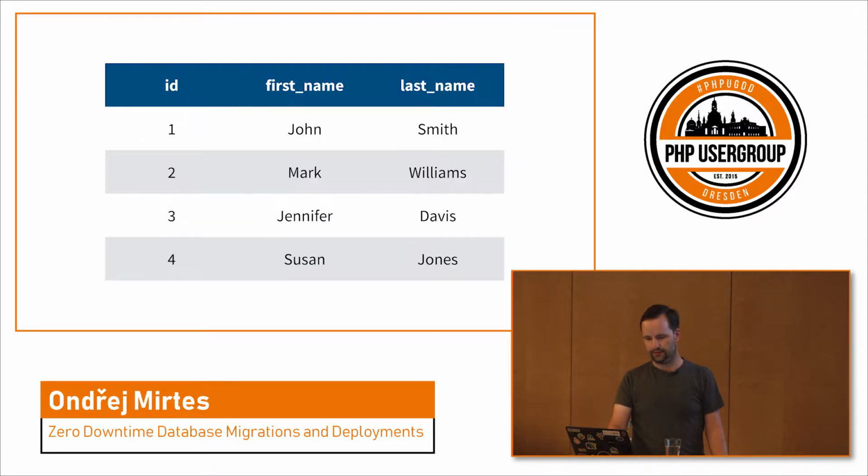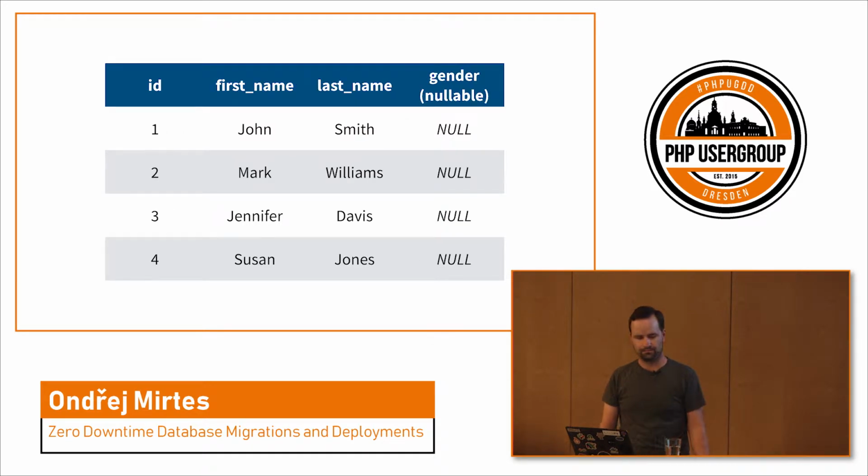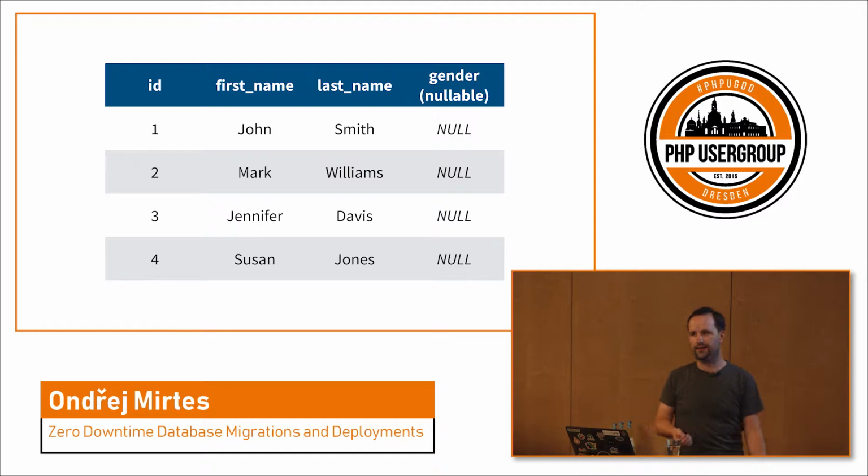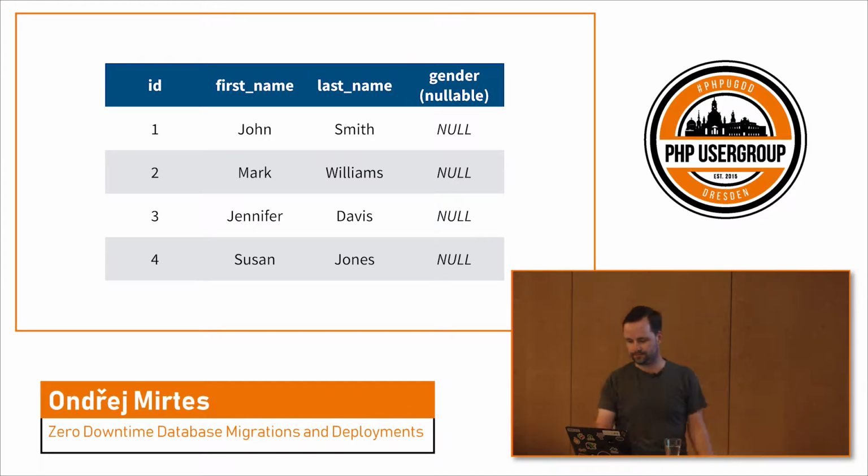Okay, so this is how our table looks in the beginning, and let's say that we want to add information about the user's gender. So this is how the table looks after the first step. The column is nullable, so that means the inserts from the old application version still work, because they don't reference the gender column, and the column is optional, so it doesn't need to be referenced.